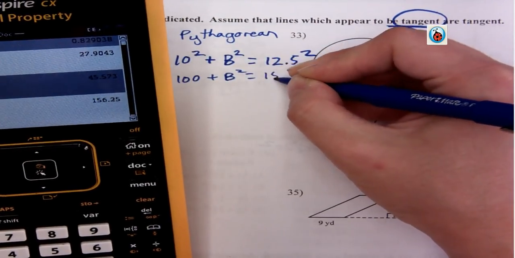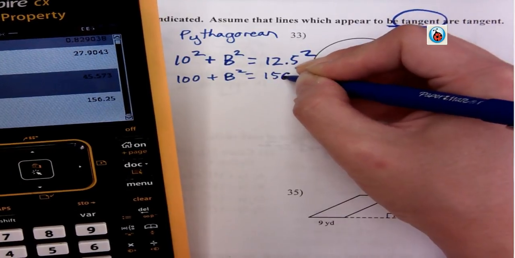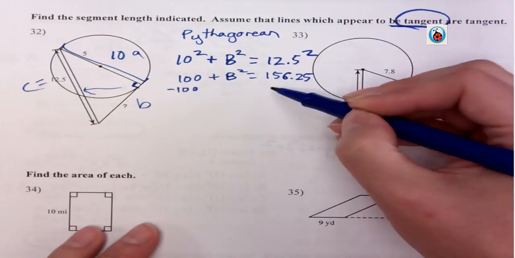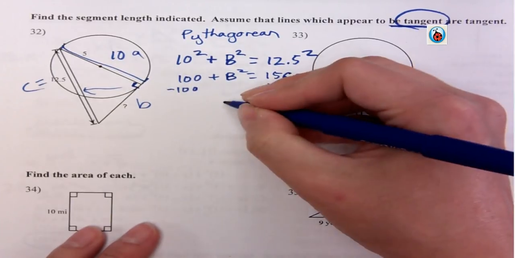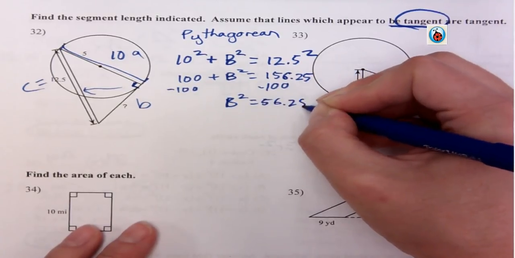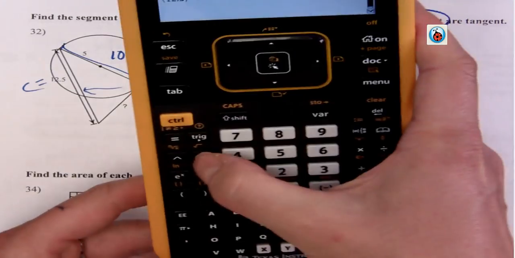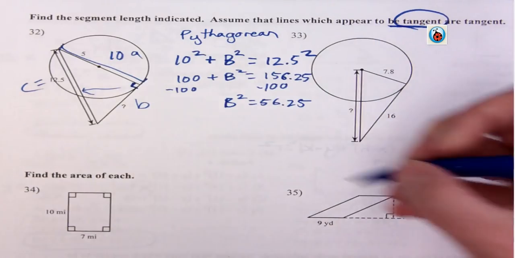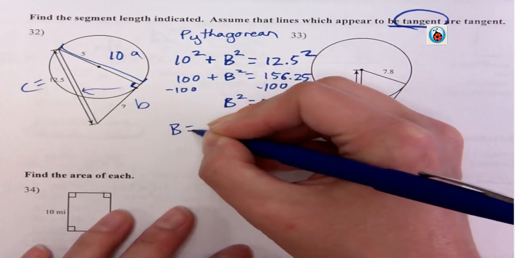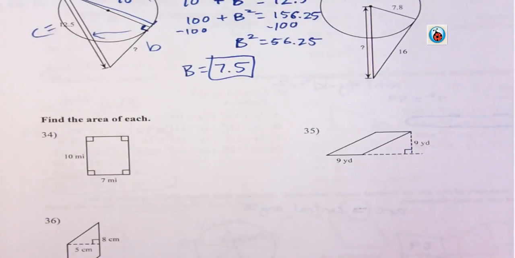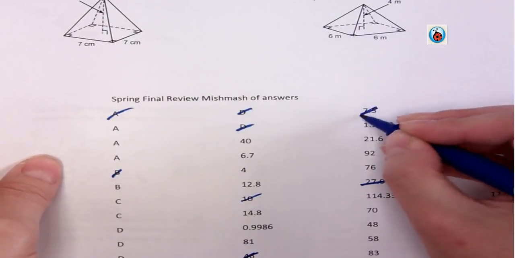which is 156.25. And I just subtract 100. Don't even need a calculator for that. So B squared equals 56.25. Type that in my calculator and get 7.5. And I check my mishmash of answers. Make sure I got it. 7.5.